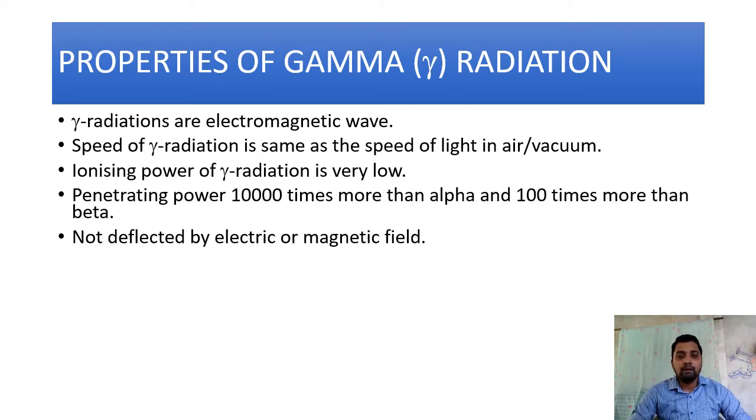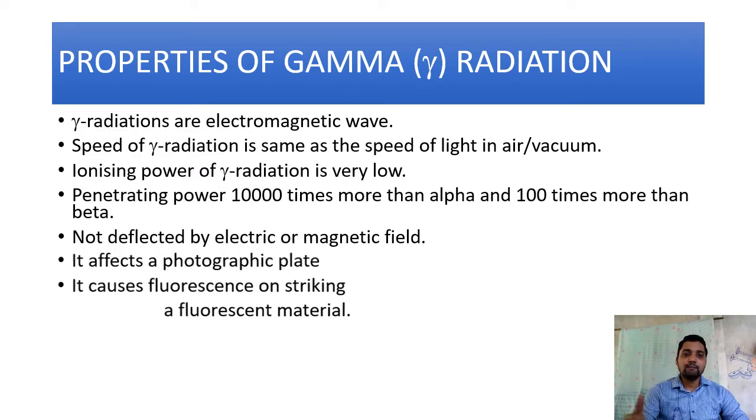The ionizing power of gamma is very low because it does not have any charge. Alpha has maximum ionizing power, then beta, then gamma. Gamma has negligible ionizing power. As for penetrating power, alpha has more mass, so its penetrating power is low. Beta has less mass compared to alpha, so its penetrating power is higher. Gamma has mass nearly zero, and for that reason its penetrating power is very high. It is 10,000 times more than alpha and 100 times more than beta. And because it has no charge, it is not deflected by electric or magnetic fields.